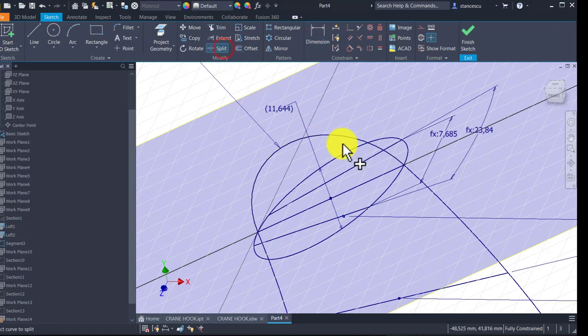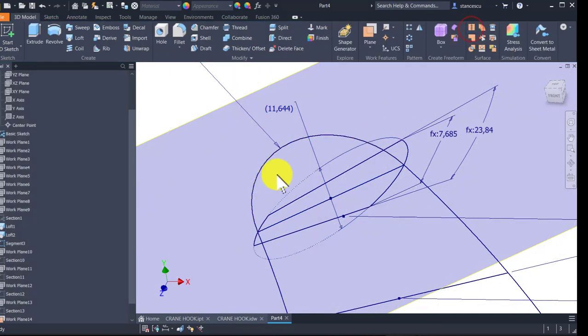Now split: 2 points, 1 point, and another one. Keeping shift pressed, I select 3 entities to make them construction. Finish sketch. Very good.